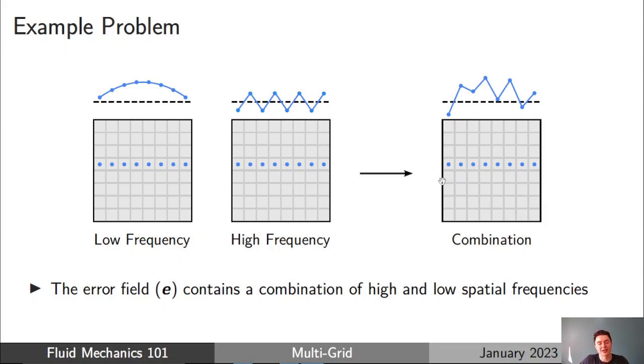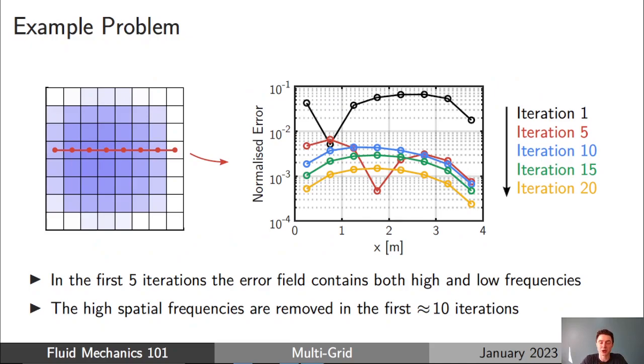And of course, if we were to actually do this and plot along a line through the error field, we'd see some combination of both the high and low spatial frequencies. That's how our error field is likely to look. But of course, we can think of that as a combination of low and high frequency components. And actually, that's what I'm going to go ahead and do for this example problem.